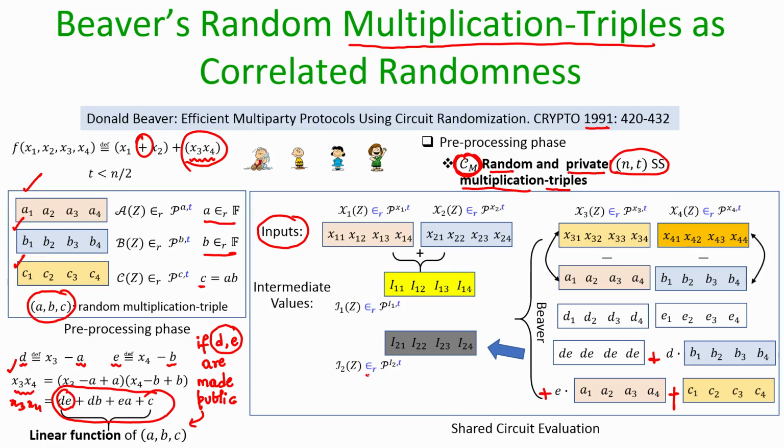And now, it is easy to see that these shares lie on a random t degree polynomial. Why random t degree polynomial? Because in the pre-processing phase, the B shares lie on a random polynomial, the A shares lie on a random polynomial, and even the C shares lie on a random polynomial of degree t each. And if you take a linear combination of several random t degree polynomials, the overall polynomial is also going to be a random t degree polynomial, except that the constant term will not be random, but the rest of the coefficients will be random, and that is what we wanted.